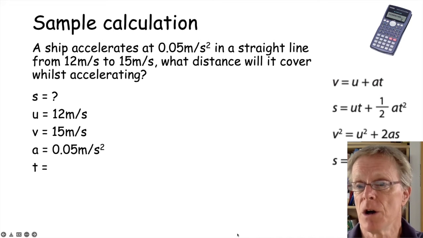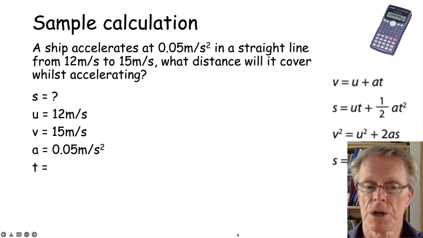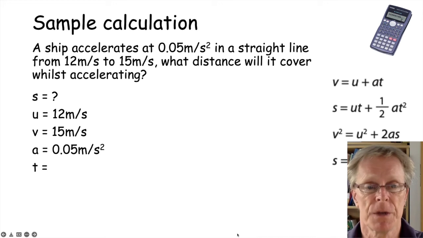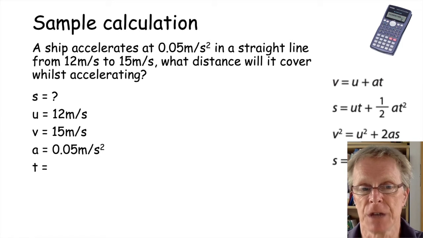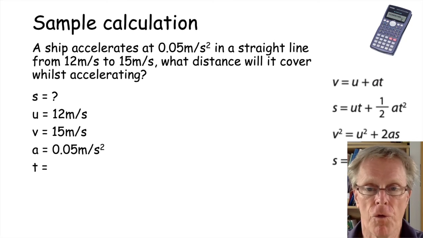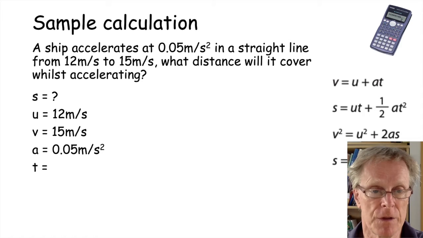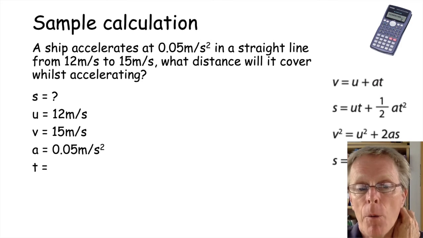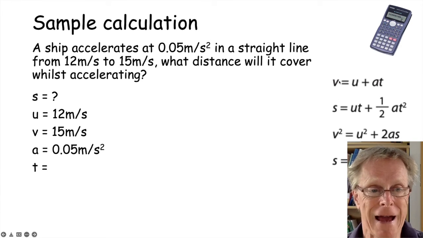Okay, here's another sample calculation, and then there'll be another question for you to have a go at. A ship accelerates at 0.05 meters per second squared in a straight line from 12 meters per second to 15 meters per second. What distance will it cover whilst it's accelerating? So again, we'll put the four formulas here. I'll put down the things we know, and the thing we don't know, the one we're trying to find out. And we then need to find an equation with s, u, v, and a in it.